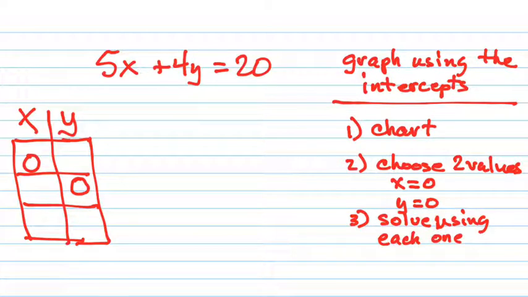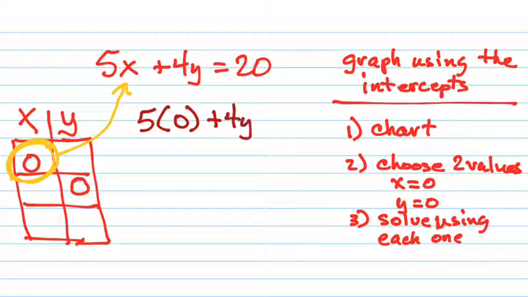So what is my first value that I'm going to be using? Zero. And I'm going to put it in place of the what? X. There you go. I understand, but my job is to make you say it right. All right. So five times 0 plus 4y equals 20. The only thing that changed is I put 0 in place of the x number, right? Does everyone agree?